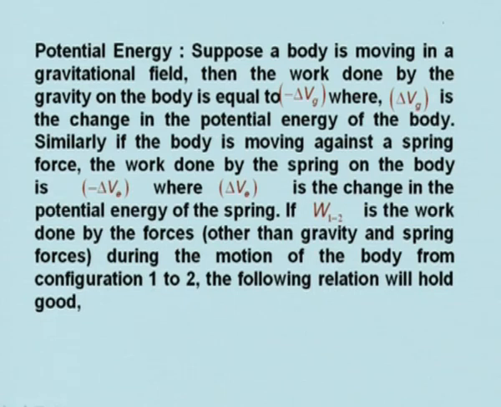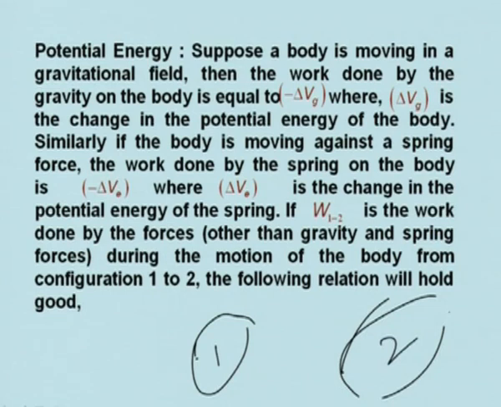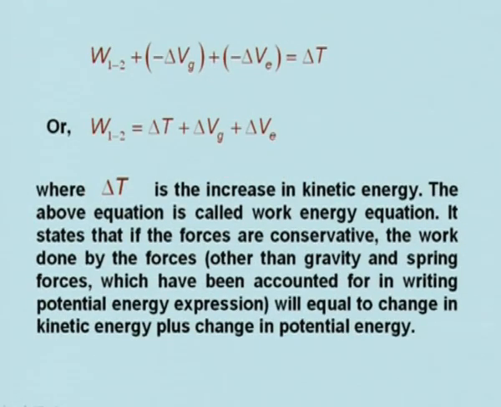So, these are the conservative forces. Generally, the work done by these forces can be expressed by a potential. Now, if W12 is the work done by the forces other than gravity and spring forces, other than these conservative forces, during the motion of the body from configuration 1 to configuration 2, the same body in a different orientation or different place, the following relation will hold good.